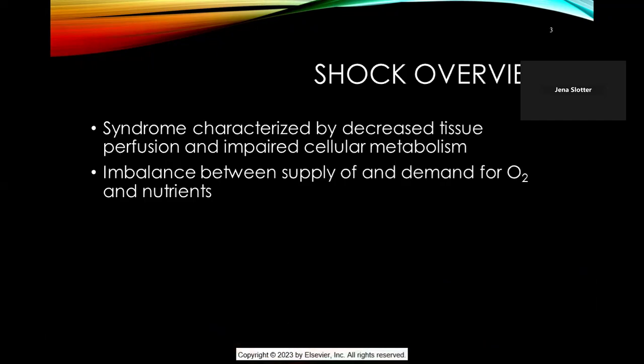So we are talking about shock, and there's a few different types of shock that we will focus on. Basically, all four of the different types are going to be unique in some ways, and that's going to be related to the decreased tissue perfusion and impaired cellular metabolism. So basically, we have this imbalance between the amount of oxygen that the cells need and what we are able to provide. The four main types of shock that we will discuss are cardiogenic, hypovolemic, distributive, and obstructive.